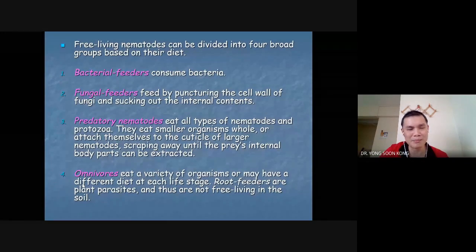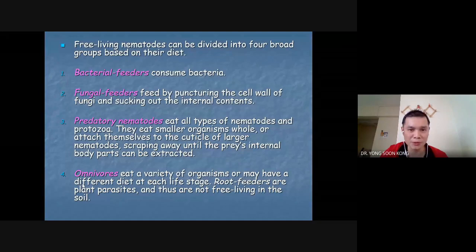But the main point of me showing you all this is that nematodes actually have various diets, and from this information, we can study the soil quality. Because according to one aspect of the study of these nematodes, they can segregate how many of these so-called bacterial feeders, how many fungal feeders, and they can guess whether the soil is good or not.